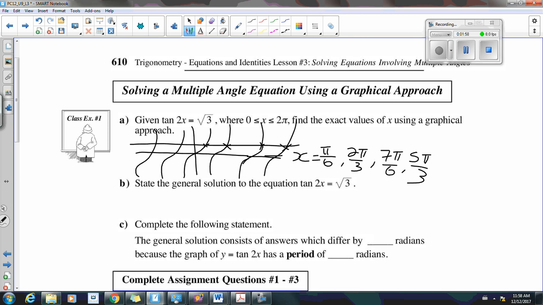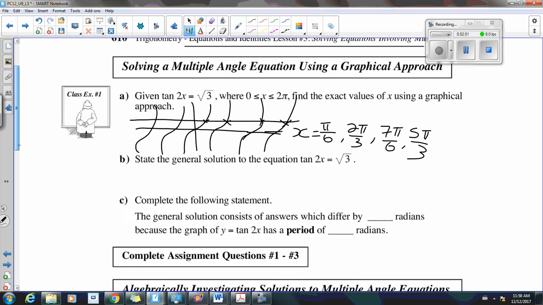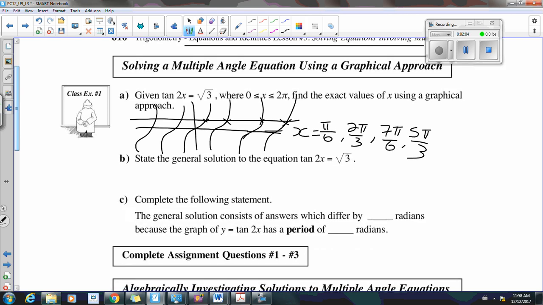The general solution is where this changes. So the general solution consists of answers which differ by, in this case, pi over 2 radians. Remember that the period of the tan graph is usually pi. This has a horizontal stretch of 2, so we multiply all those values by 1/2, giving me that this graph has a period of pi over 2. So my solutions here are pi over 6 plus pi over 2 n. Now again, you could write this out for each of these solutions, but you should find that they actually overlap. Pi over 6 plus pi over 2 is 2 pi over 3. Add another pi over 2, you're at 7 pi over 6. So it's really describing all of them.